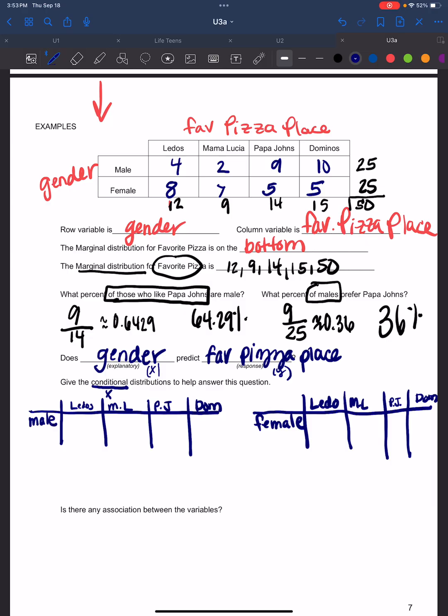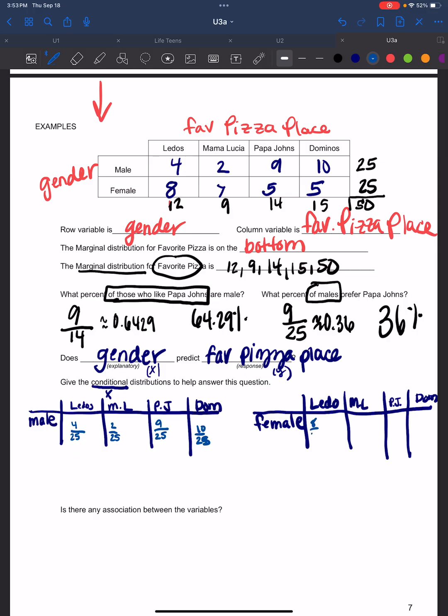Okay, so from here, we're going to make our conditional distributions. So we're going to say, all right, given that we have males, how many males did we have? We had 25. So out of the 25, how many of them like Lido's? 4. Out of the 25, how many liked Mama Lucia's? 2. Out of the 25 males, 9 liked Papa John's. And out of the 25 males, 10 liked Domino's. We'll do the same thing for females, just kind of breaking it up here.